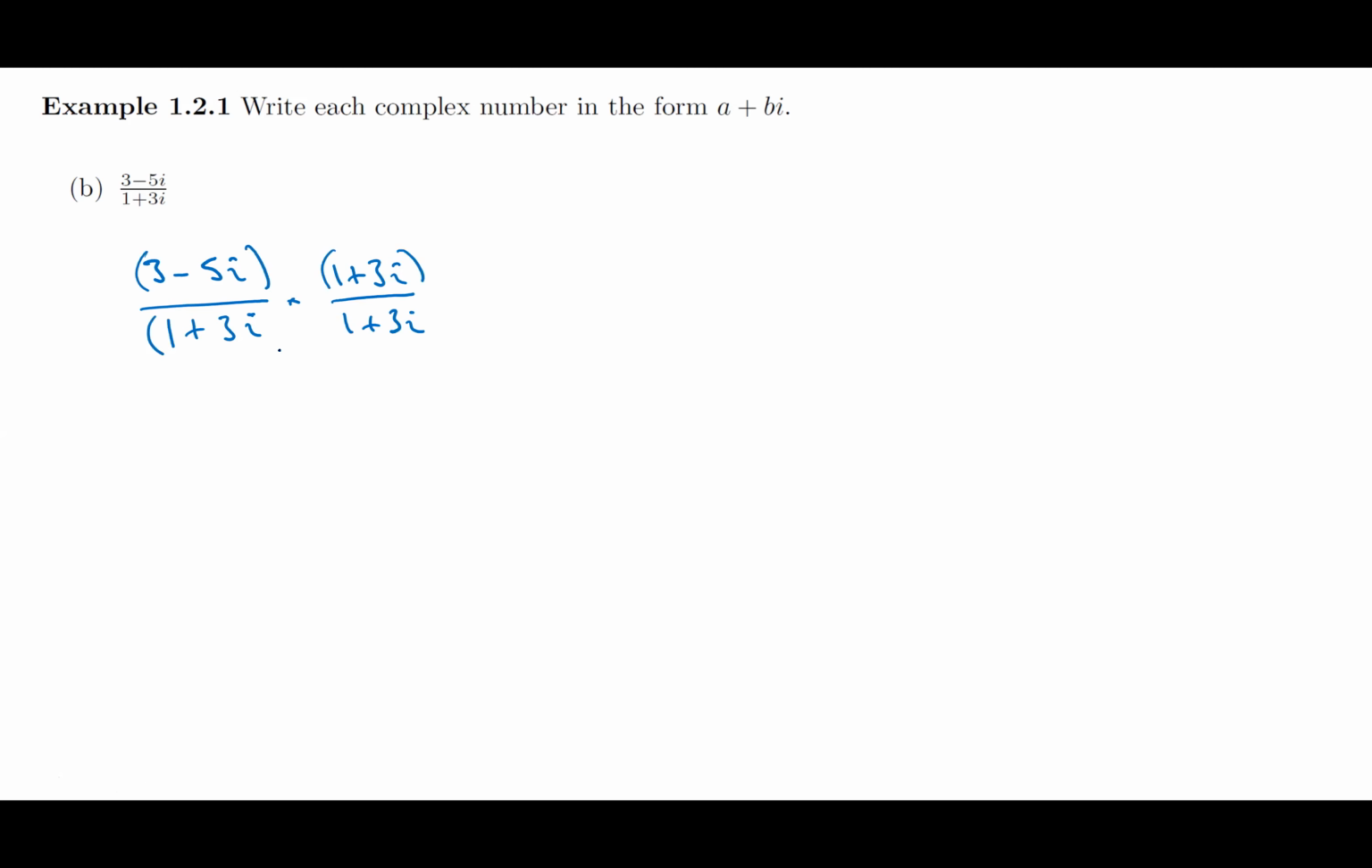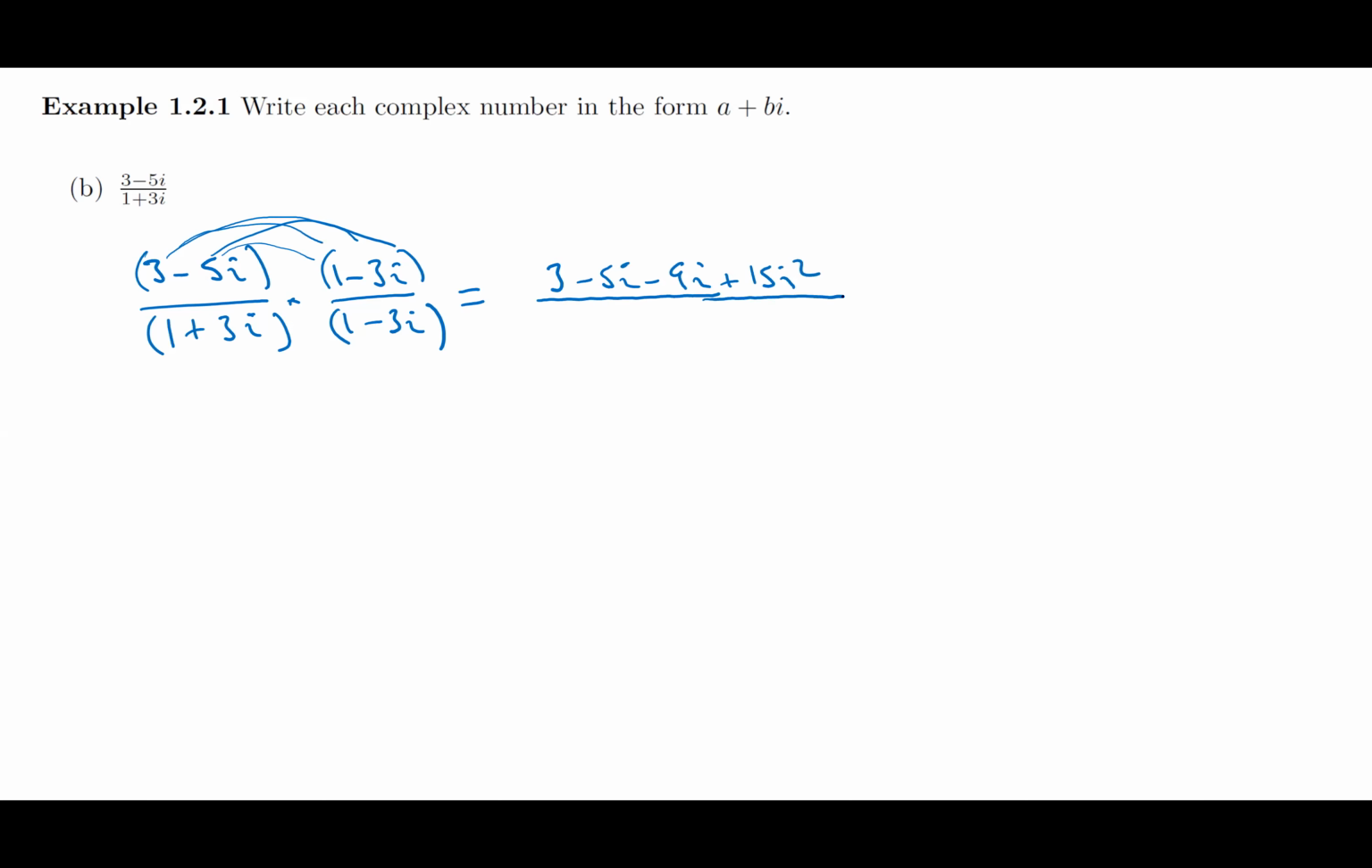Okay. Now when you multiply these, I'm sorry, not 1 plus 3i, multiply by 1 minus 3i. Now when you multiply these, this is just like multiplying binomials. So my numerator, I'll have 3 times 1 is 3. Negative 5i times 1 is negative 5i. 3 times negative 3i, negative 9i. And then negative 5i times negative 3i would be positive 15i squared.